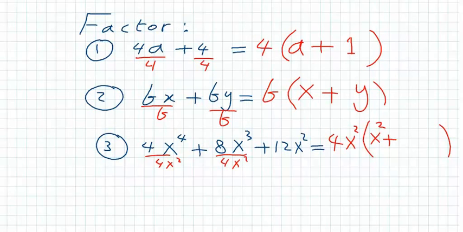8 divided by 4, we have 2. x cubed divided by x squared, we have x. Plus 12 divided by 4, the answer is 3. x squared divided by x squared is equal to 1. No need to write it here, so this is the answer.